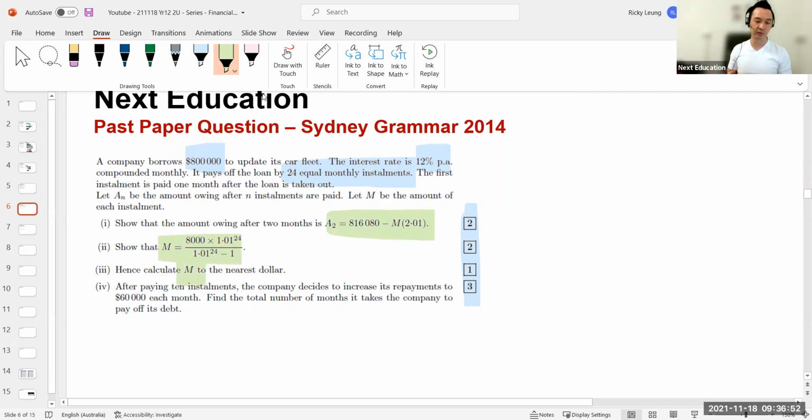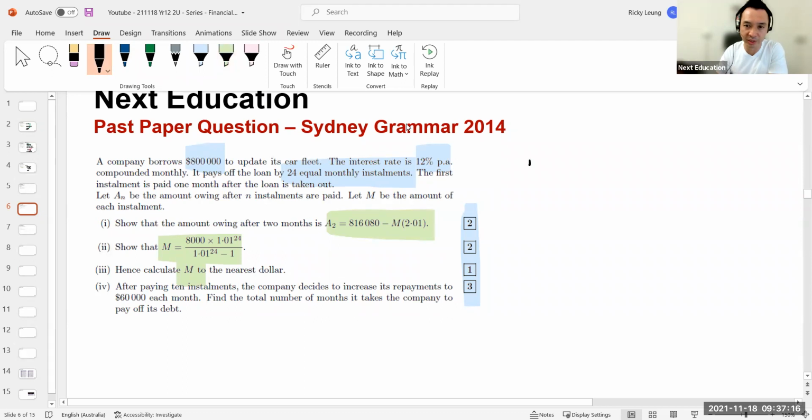And then it's the 4th one. After paying 10 installments, the company decides to increase the repayments. Find how many more months. Is it increased, by the way? Don't know yet, actually. Maybe change. So if it's increasing, obviously the debt runs off faster. But if it's less, then it runs off slower. So I like that.